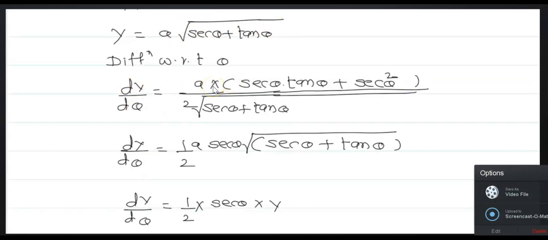That is a upon 2 times root of sec theta plus tan theta into the derivative of sec theta plus tan theta, which is sec theta into tan theta, and the derivative of tan theta is sec square theta. Now take sec theta common, then in the bracket you will get tan theta plus sec theta. Here is a root sign and 1 power, therefore you will get 1 upon 2 a sec theta in root of sec theta plus tan theta. Therefore dy by d theta is equal to 1 upon 2 sec theta into y.